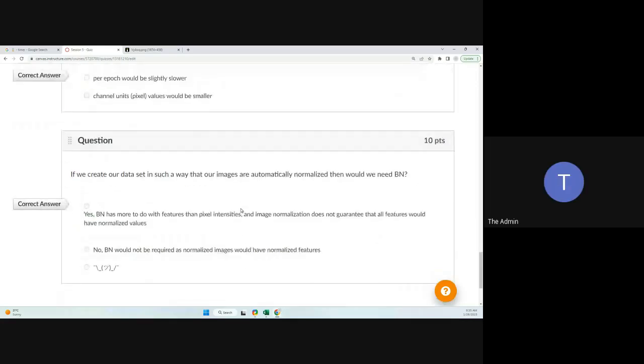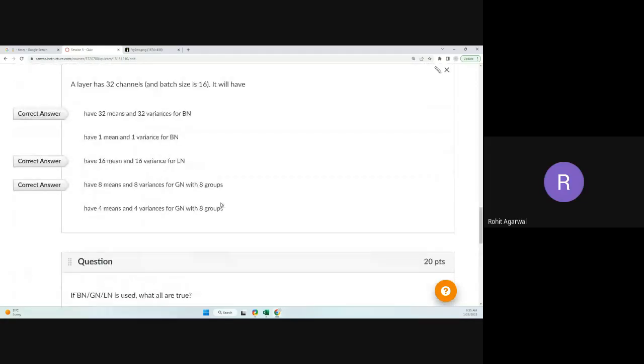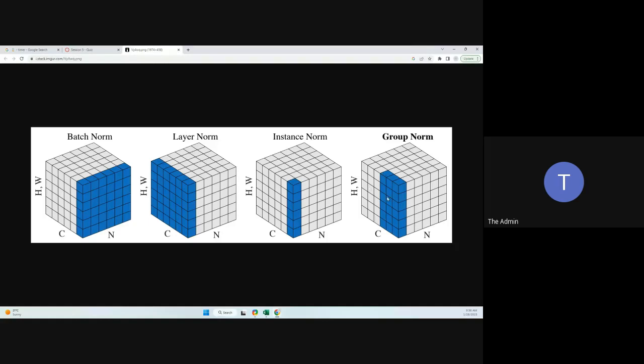One second. No, actually, it is not divided by 8. It is already 8 groups. Okay, so here you see how many groups are there? 2 groups. 2 groups, right?